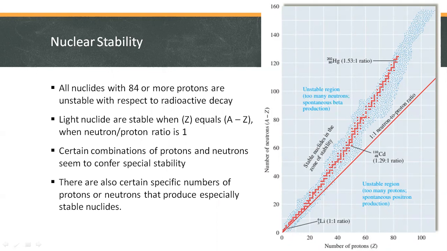Thermodynamic stability refers to the potential energy of a particular nucleus as compared with the sum of the potential energies of its components, protons and neutrons. While kinetic stability describes the probability that a nucleus will undergo decomposition to form a different nucleus, a process called radioactive decay.